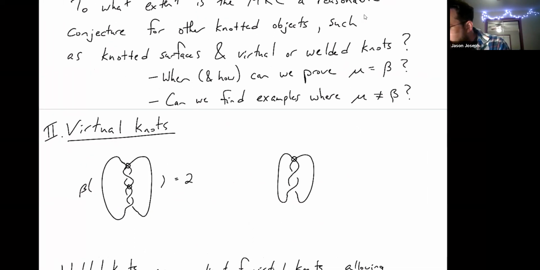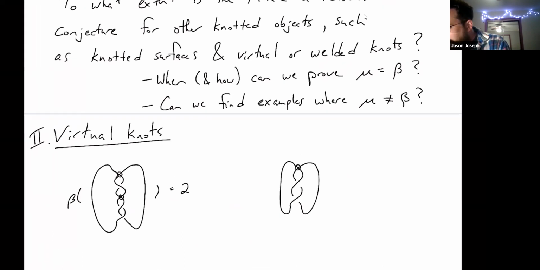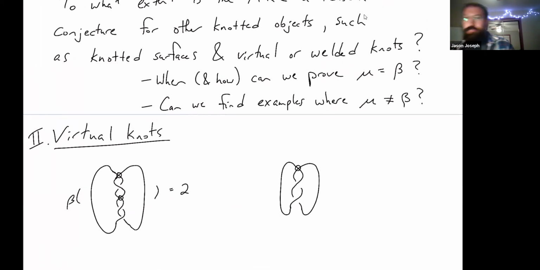virtual knots. I didn't put them in the title, because depending on your definitions, the meridional rank conjecture is false for virtual knots. So what do we mean by bridge number? I like to have a height function on the page, R2, and count the number of maxima. So to me, this is bridge number 2, and so is this.